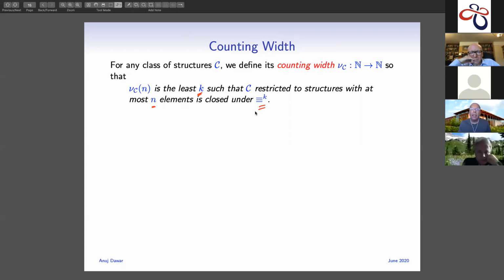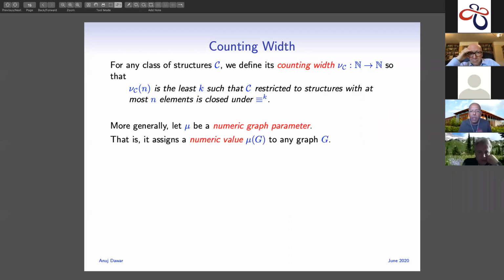As I said, I'm assuming the class, of course, is invariant under isomorphisms. So clearly, this k is at most n, right? Or maybe I'll write this here. So ν_C of n has to be at most n. For properties that are definable in fixed point width counting, so decidable by symmetric circuits, this will be bounded by a constant, okay? We can do this not just for classes of graphs, but for any numeric graph parameter.